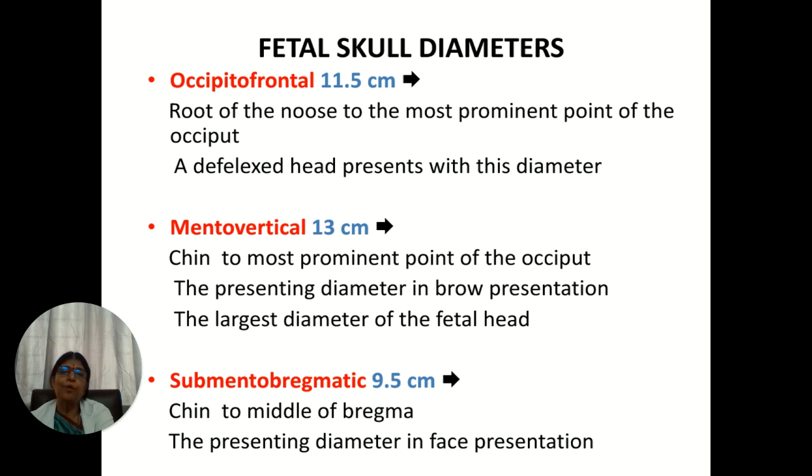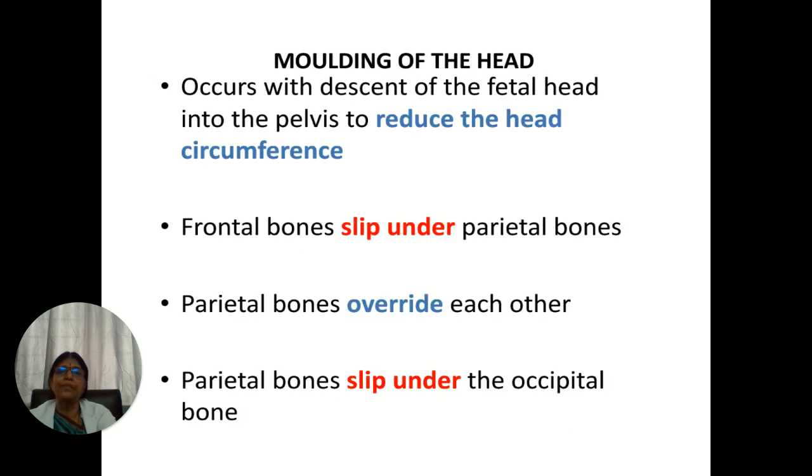Now coming to the submentobregmatic, it is easier to remember because here the bregma is common. The submentobregmatic is from the chin to the middle of the bregma. So submentobregmatic and suboccipitobregmatic: suboccipitobregmatic is for a vertex presentation, whereas submentobregmatic is for a face presentation.